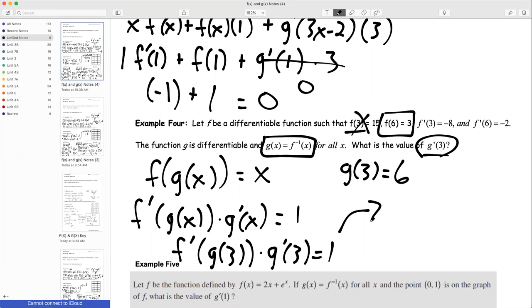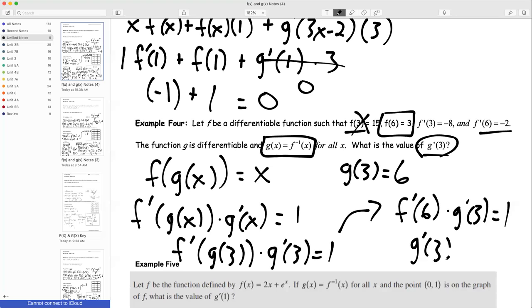So that is going to give me f prime of 6 times g prime of 3 equals 1. And f prime of 6, they give me that, it's -2. Therefore, g prime of 3 equals -1/2, solving for g prime of 3. This is the key though, this right here. We get that and we can generate everything else.